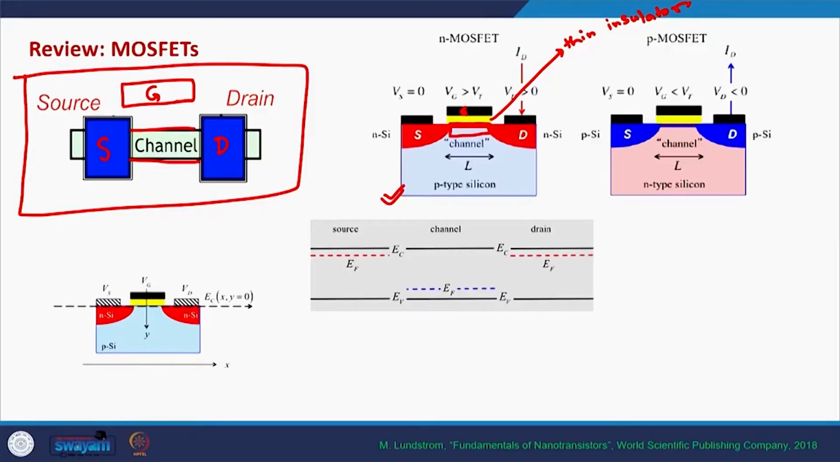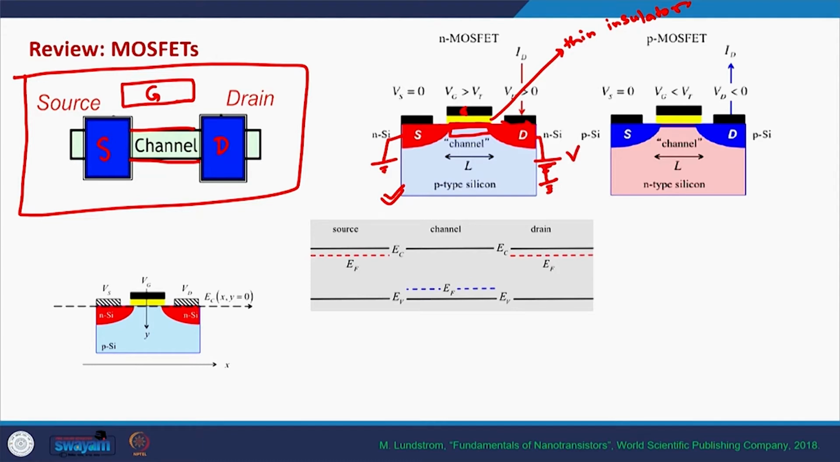The current conduction takes place from the drain to the source contact, and the electron transport happens from the source to the drain when we apply a positive voltage on the drain side, and the source side is generally assumed to be grounded. So we have a positive voltage applied on the drain terminal.